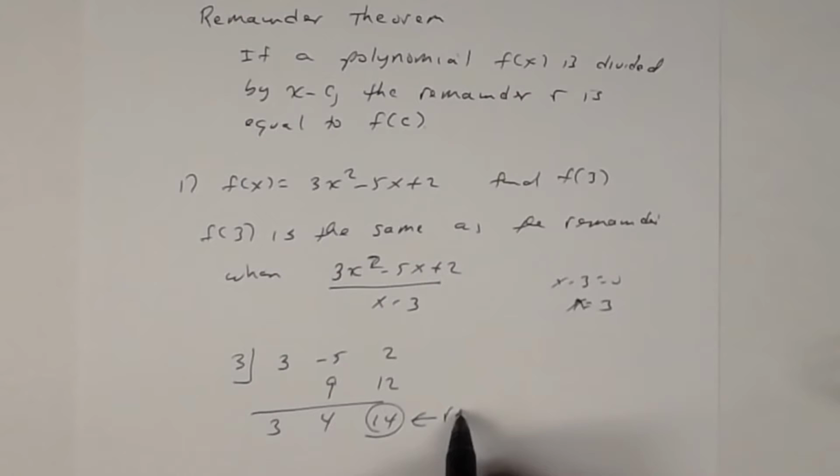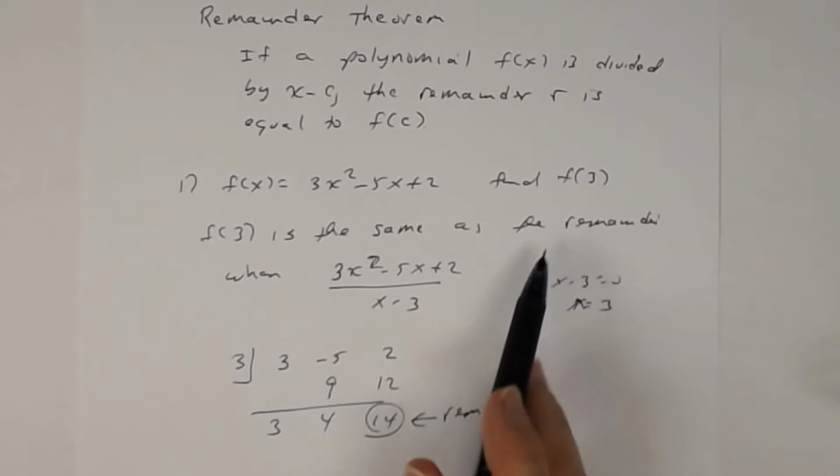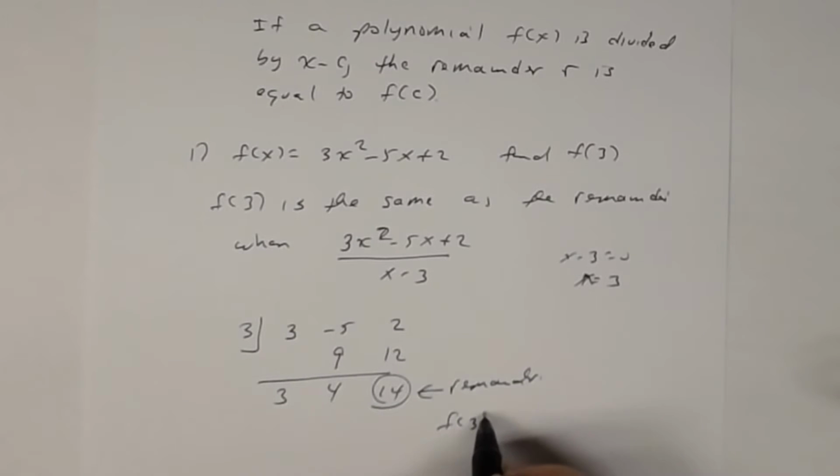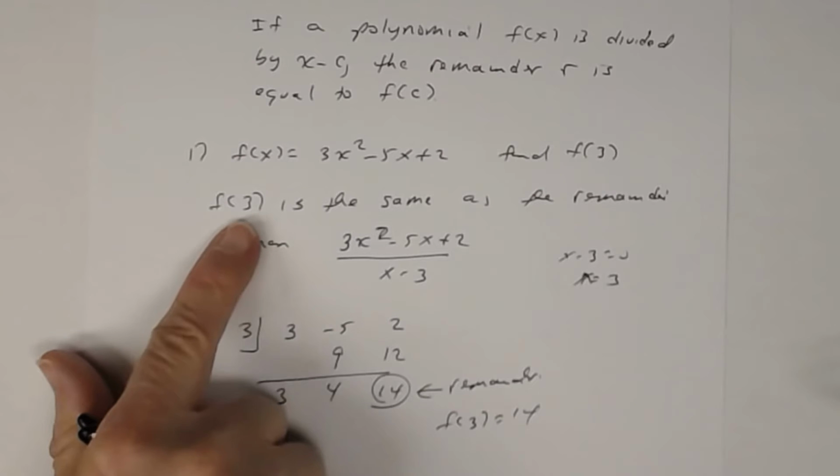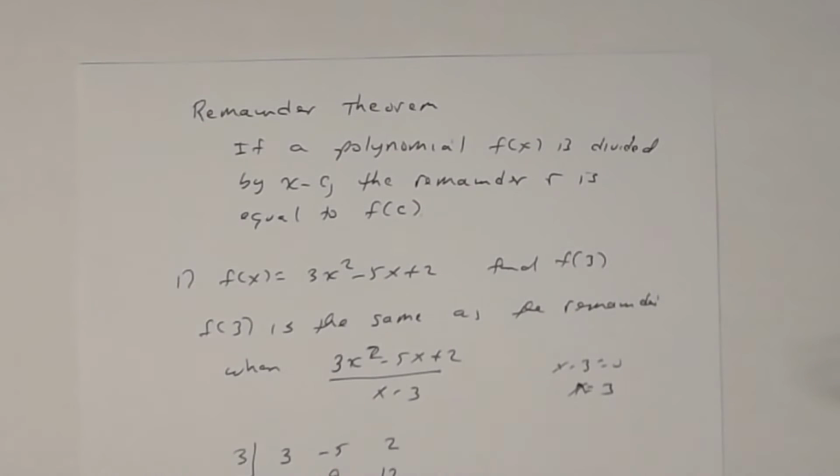So that remainder is going to be f of 3. So f of 3 will be 14. All right. So that's the relationship between what we just did and the remainder theorem. Now, when you go and actually do the work, let's remind you what the work is going to look like.